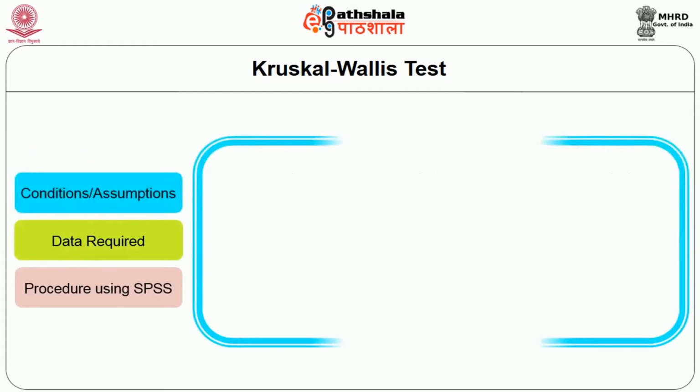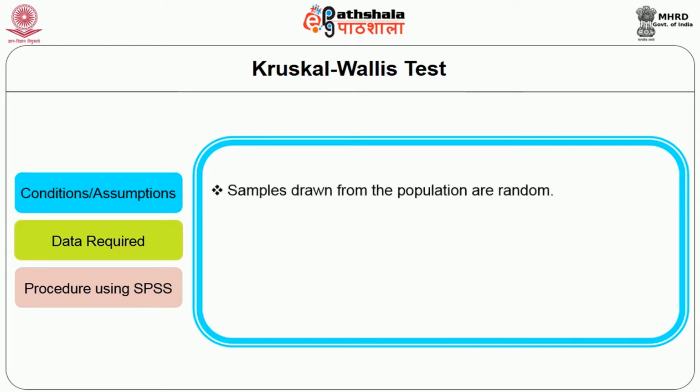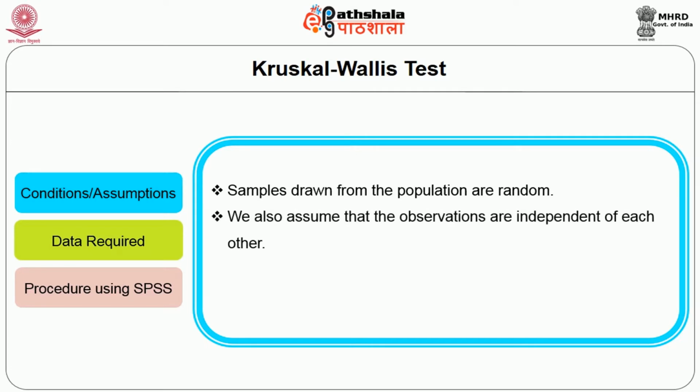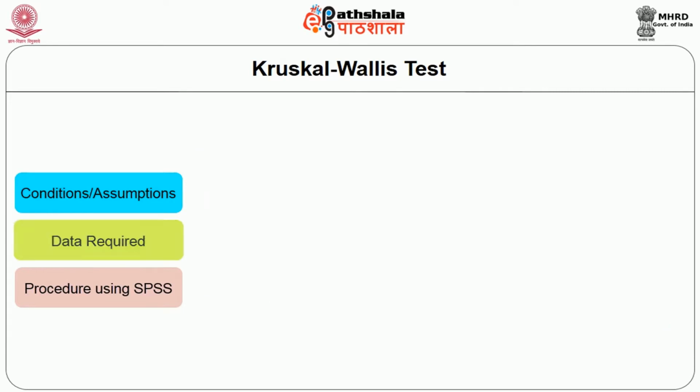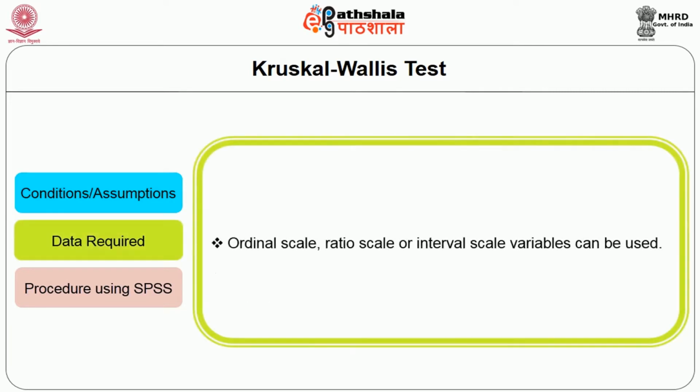The conditions to be satisfied before applying this test are: samples should be drawn from the population and should be random, and we also assume that the observations are independent of each other. Further, the measurement scale for the dependent variable should be at least ordinal. For the data required, ordinal scale, ratio scale, or interval scale variables can be used.